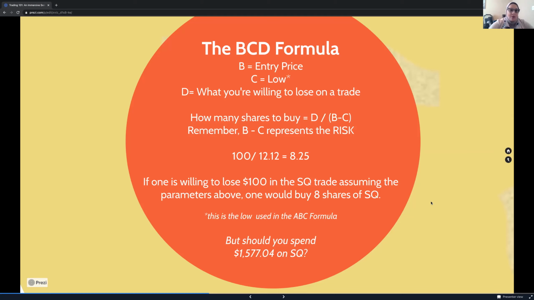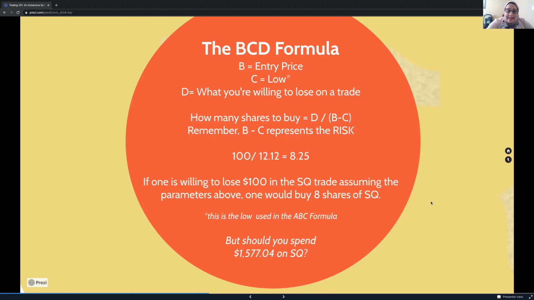Obviously, when something is a higher reward to risk ratio, it makes more sense that you want to buy more of it, versus when we're at a lower reward to risk ratio. And so here's one guideline. We're going to build off the ABC formula, and we're going to call this the BCD formula of how many shares to buy. We're using the same B, which is the entry point, and the same C, which is the lowest of the month. Remember that B minus C is the risk. So when we're trying to figure out how many shares to buy, the risk matters, the reward doesn't matter as much.